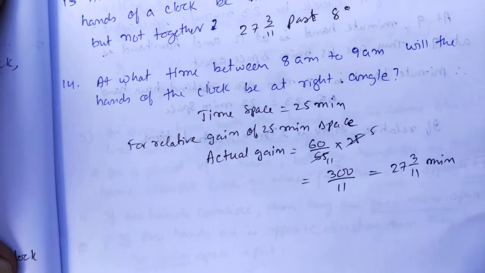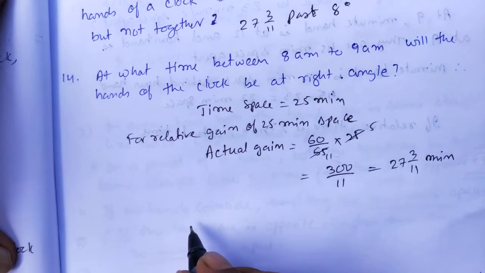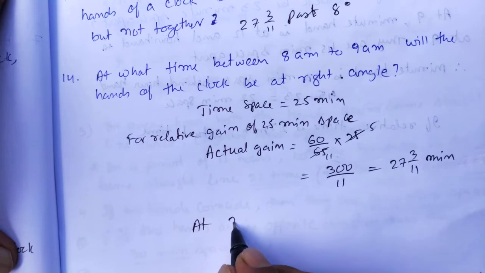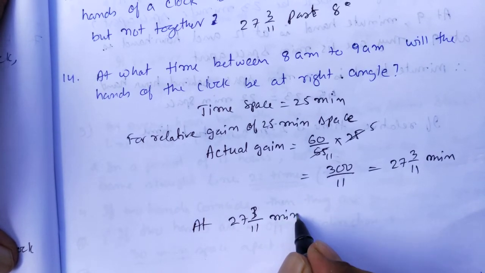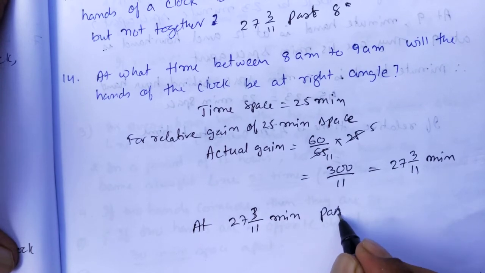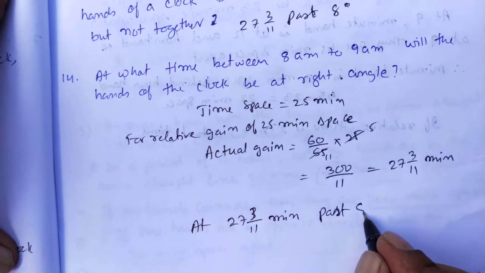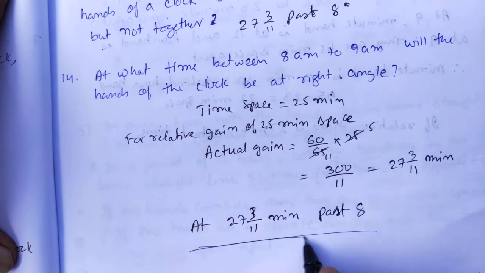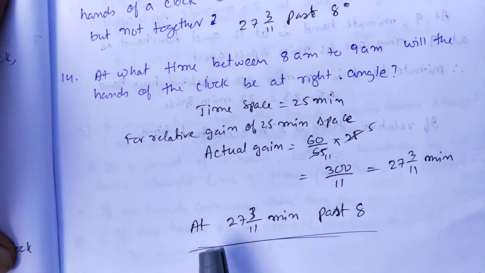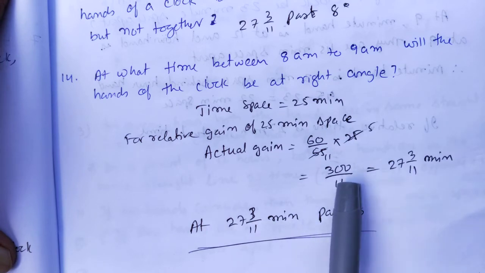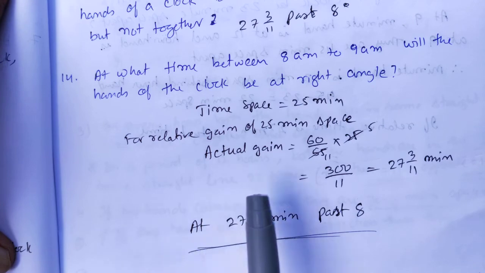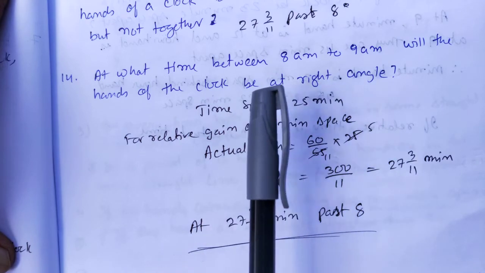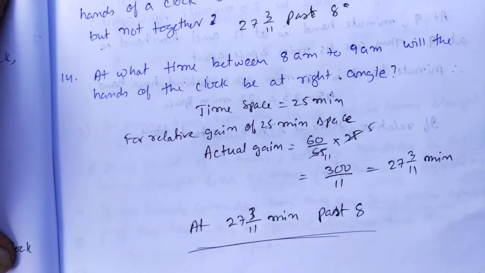So it will be, I'm just writing directly, okay, 27 3/11 minutes past 8. It will be a right angle. Okay, this is the answer: 27 3/11 minutes past 8. This will be the time when the hour hand and the minute hand will become a right angle.